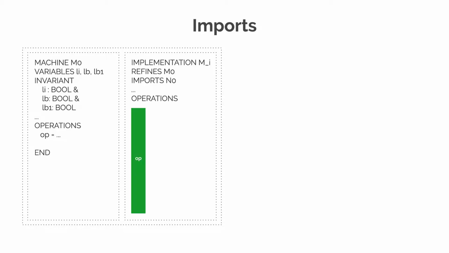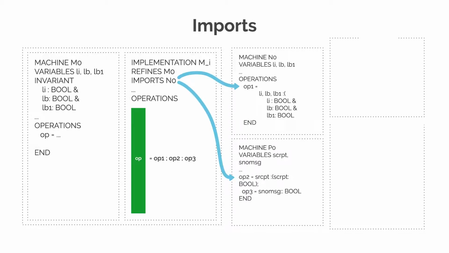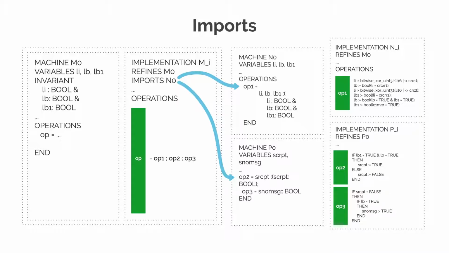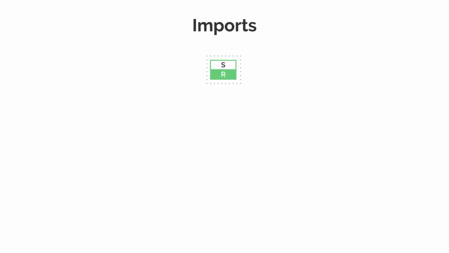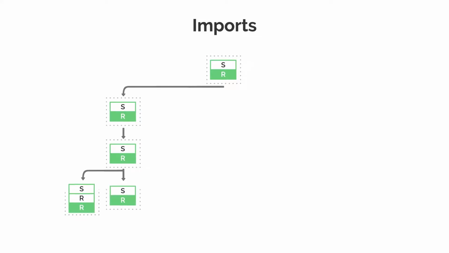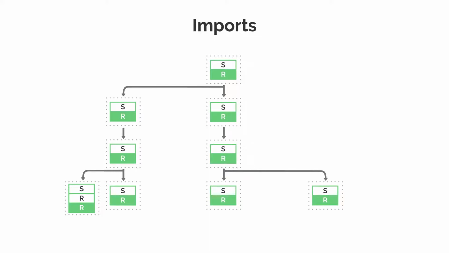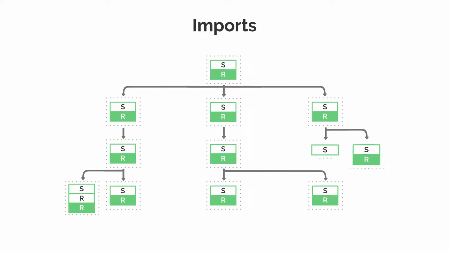This is another decomposition using two imported machines, N0 and P0. Imports may be applied iteratively to obtain the target decomposition. The decomposition graph has to be a tree, as it is not possible to import the same component more than once, except for the top level component. Sees is used to ensure that the properties proved locally in component P0 still hold at global level.